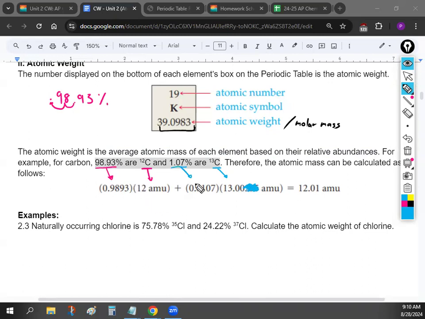Then you multiply, add the two products together, and you'll get your AMU. That's how you find the atomic mass of the element based on relative abundance and averages. I know that might be a little complicated. It's a lot of math, super early in the morning. So we'll do 2.3 together, and then I'll have you guys try 2.4 with the person next to you.